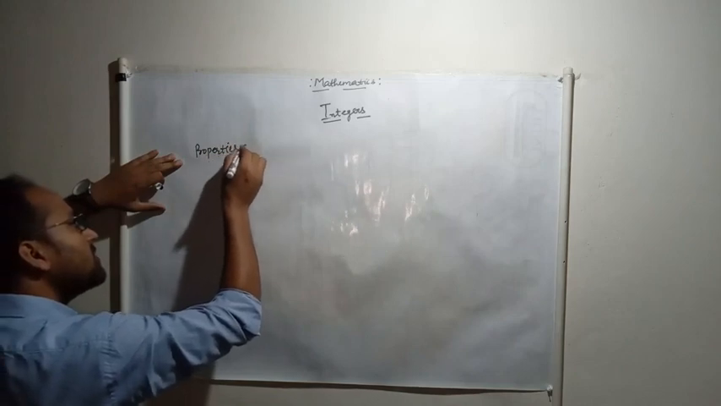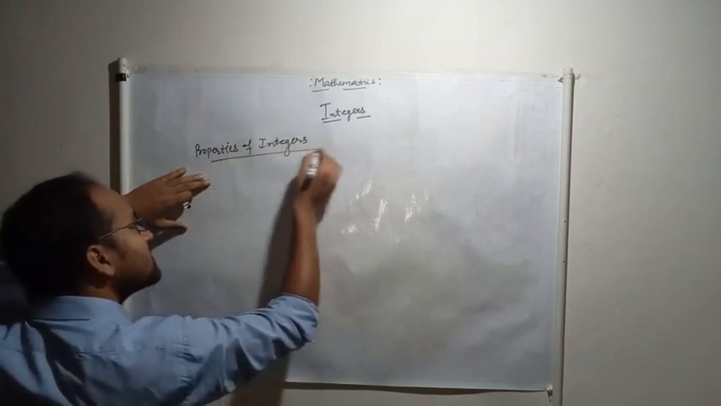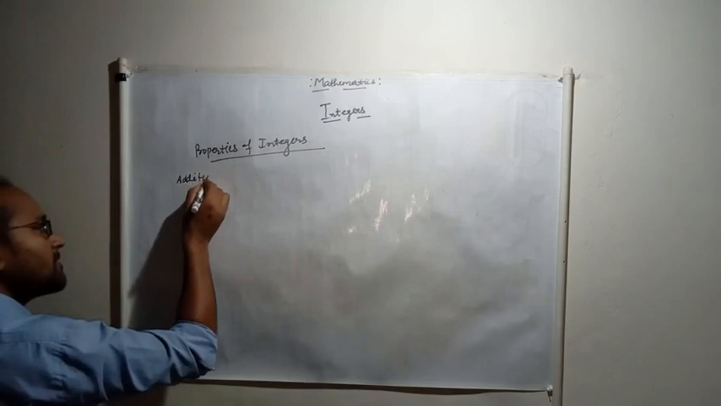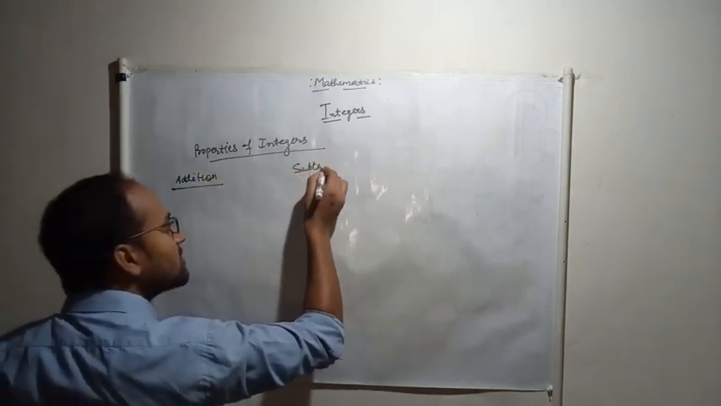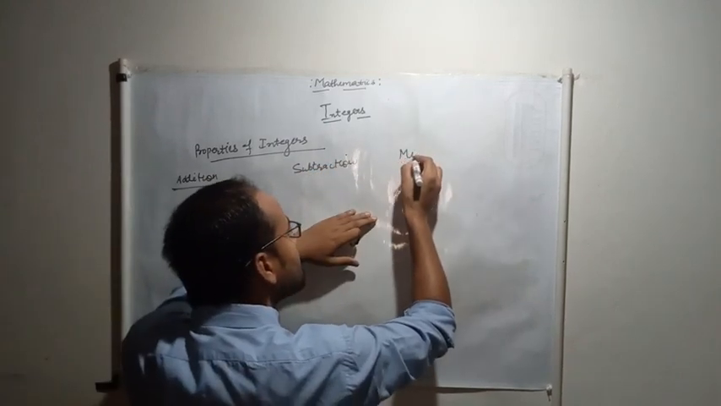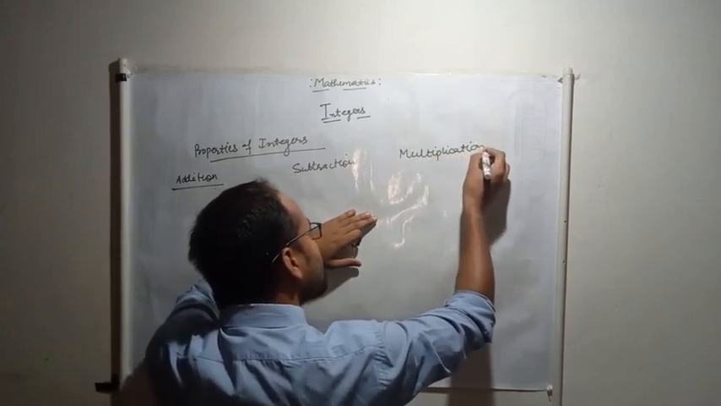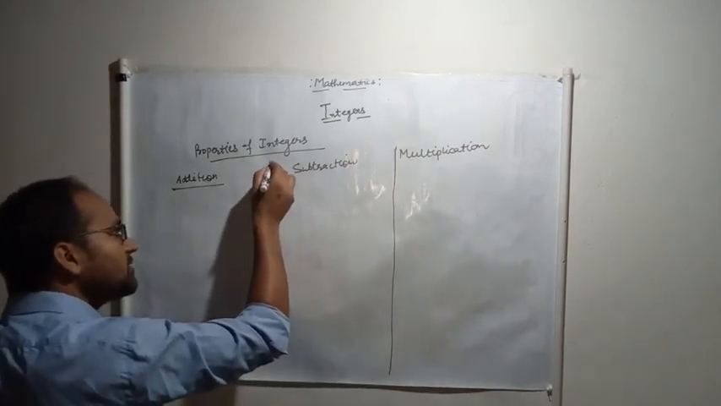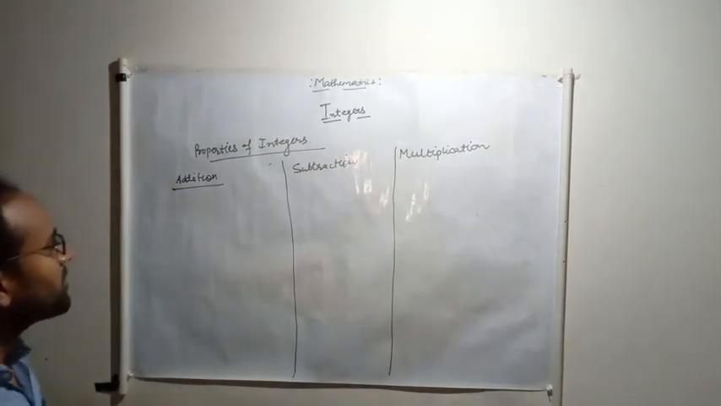The remaining properties of integers over different operations: first for addition, then subtraction and multiplication, and division I am going to discuss last. First I am going to discuss the operation addition.